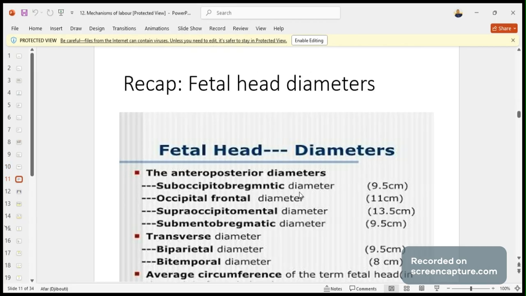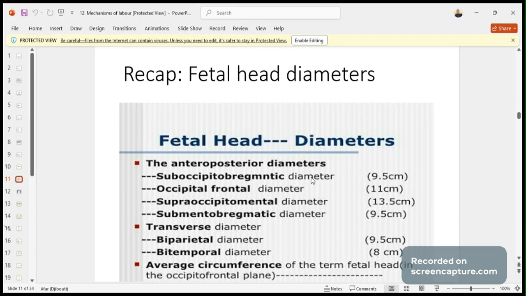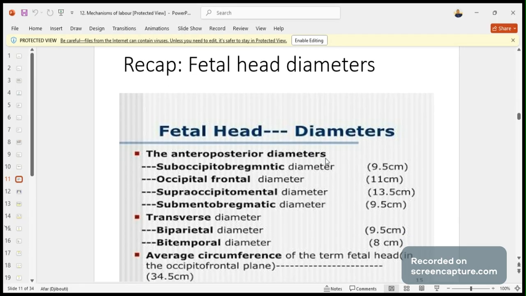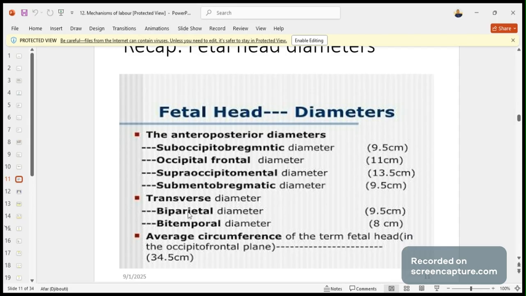You also need to know the fetal head diameters. Talk about the anterior posterior diameter of the fetal head and the transverse diameter. It's just like your head. Anterior posterior is from the front up to the back, and then from sideways, that is what is called transverse. And then there is the average circumference.